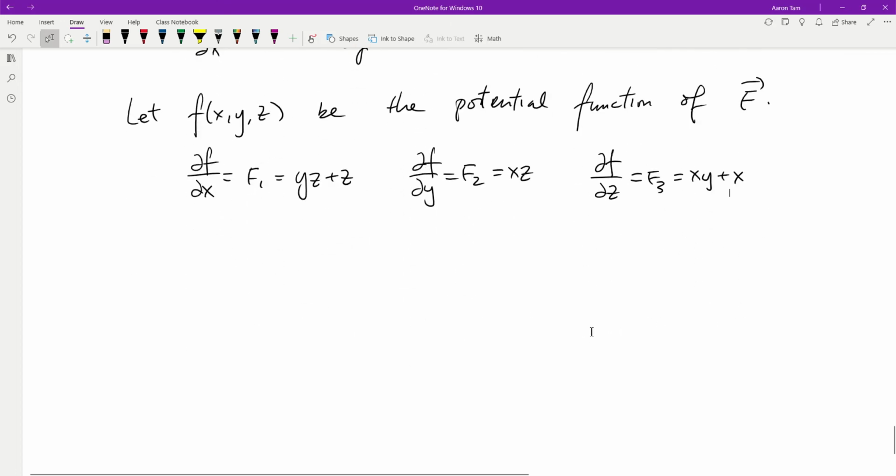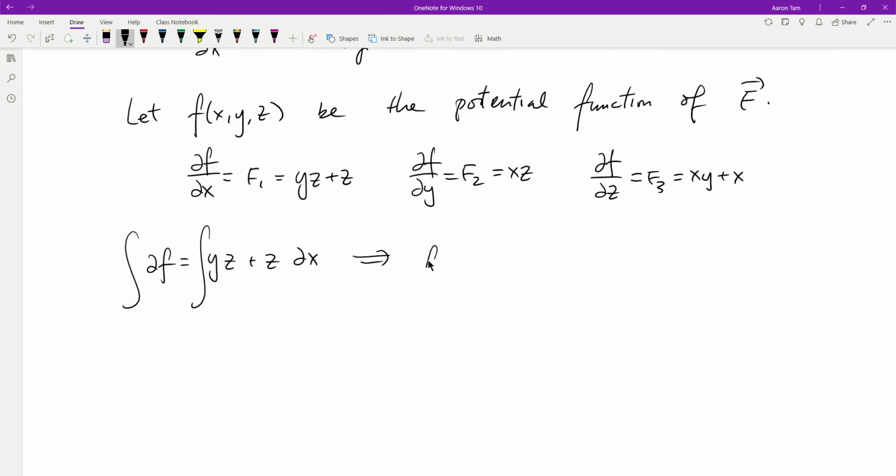So how do we actually deal with these three different partial derivatives? Well, we'll do it the same way as before. So what I'm going to do is start with df over dx again, and say df equals yz plus z dx. And so if I integrate both sides, I get f of x, y, z must equal xyz plus xz plus a constant in the differential with respect to x.